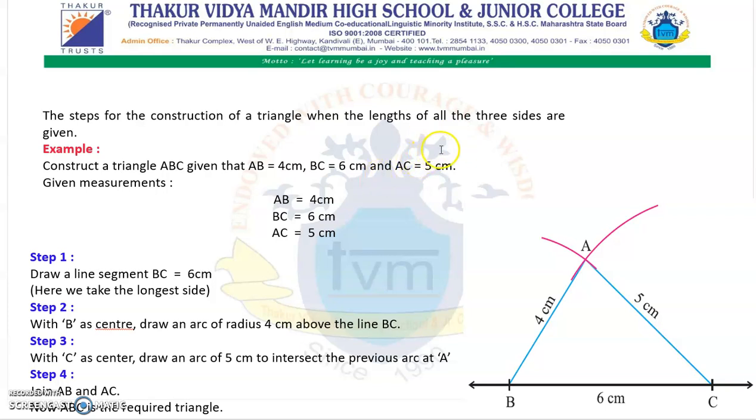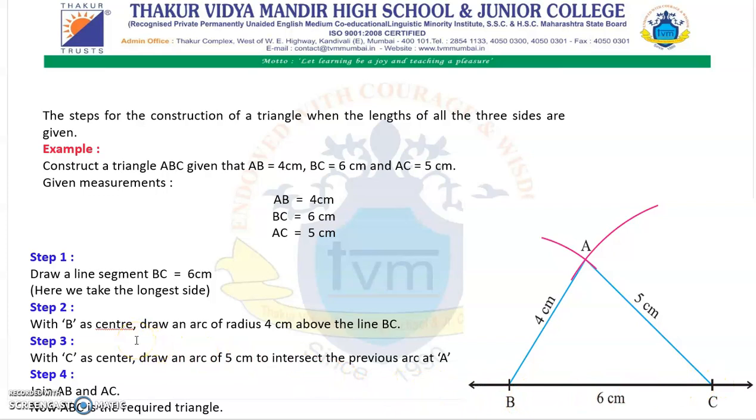First example. Construct a triangle ABC given that AB equal to 4 cm, BC 6 cm, AC 5 cm. Given measurements AB 4 cm, BC 6 cm, length AC 5 cm. First step. Draw a line segment BC equal to 6 cm. Here we are taking the longest side. Take BC equal to 6 cm.